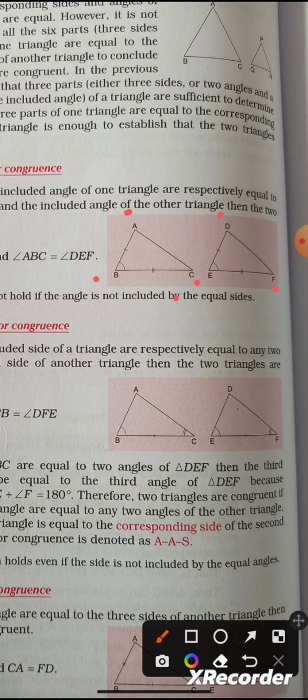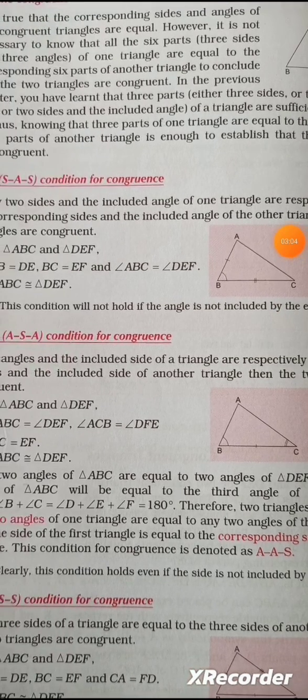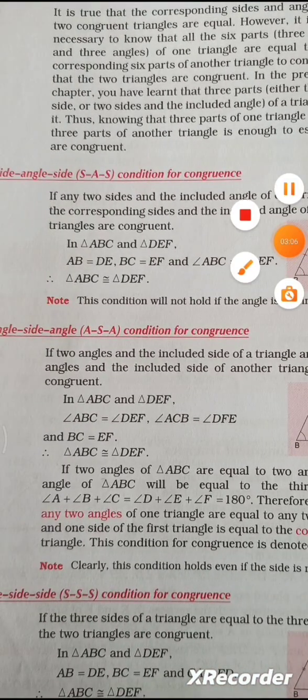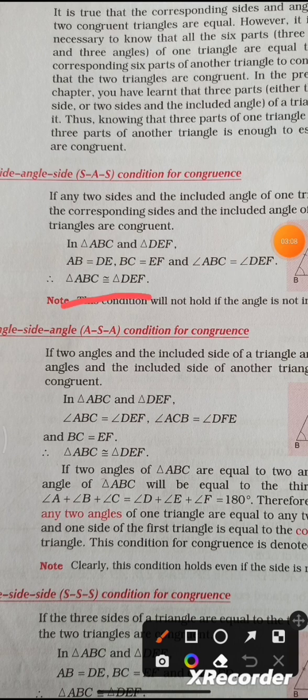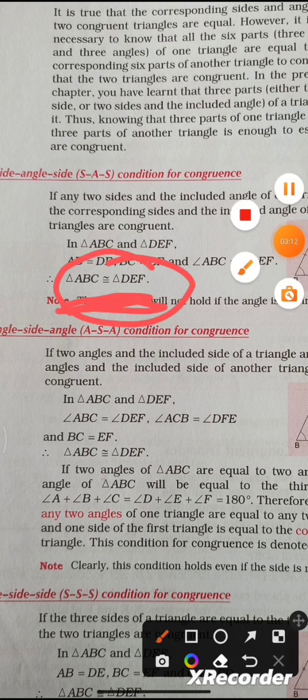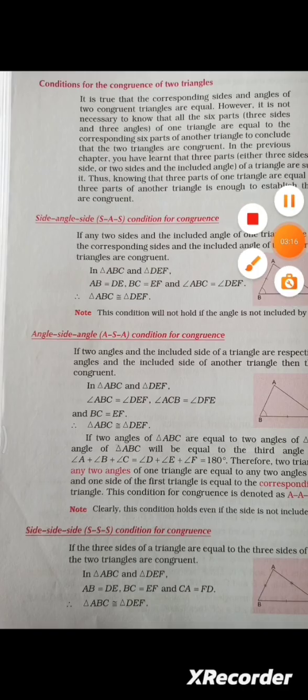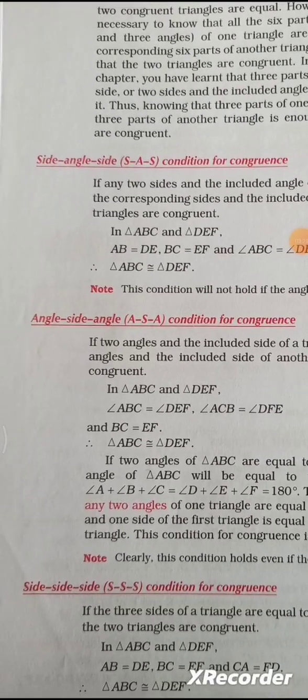So in this congruency you will write down triangle ABC is congruent to triangle DEF. As you can also see here, it is already written that triangle ABC is congruent to triangle DEF. And this is the symbol of congruency I already told you. Now our second criteria is angle side angle, means ASA congruency.